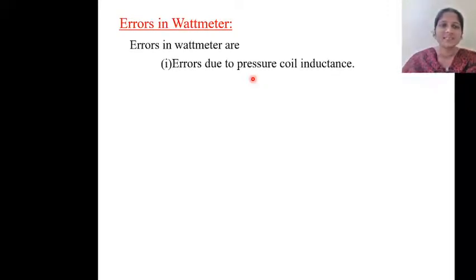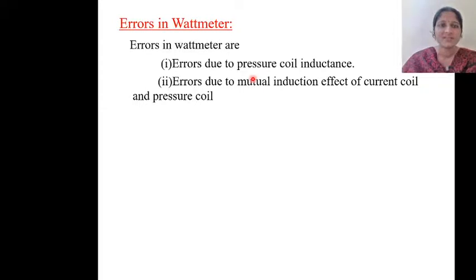Next one, errors in wattmeter. In any meter there will be some amount of errors. So what are the errors present in this wattmeter? First one is errors due to pressure coil inductance. For the pressure coil and current coil there will be some amount of inductance. Because of the pressure coil inductance there will be some error in the reading. And also due to the inductive effect of the current coil and pressure coil there will be error produced.